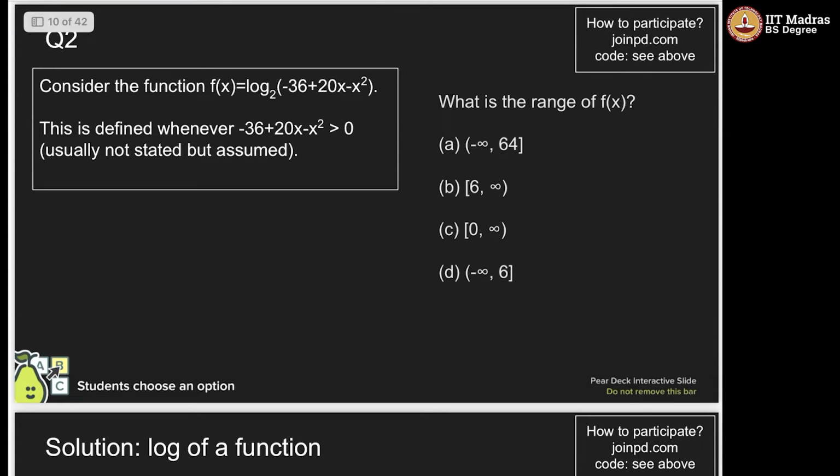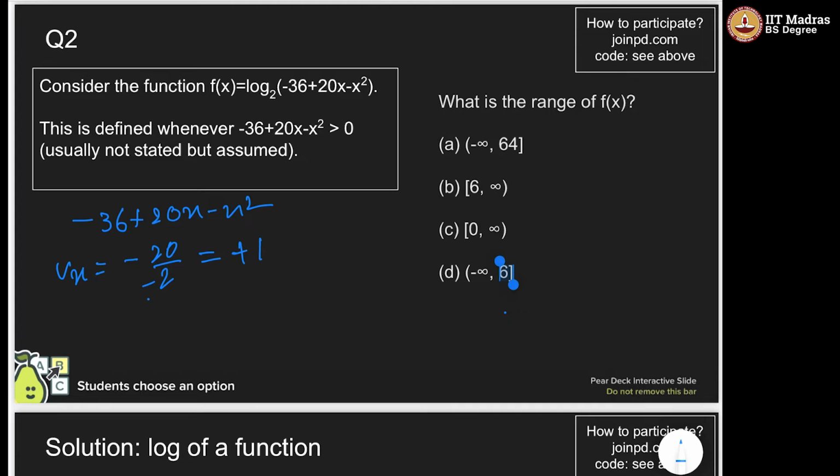We have another function f(x) equals log base 2 of some quadratic expression. Again we have to calculate the range. So we have the parabola 36 plus 20x minus x squared. Again we will calculate the x coordinate of the vertex, which is clearly minus 20 by minus 2, so it will be plus 10, right? Then what will be the y coordinate of the vertex? This will be 36 plus 200 minus 100, right?